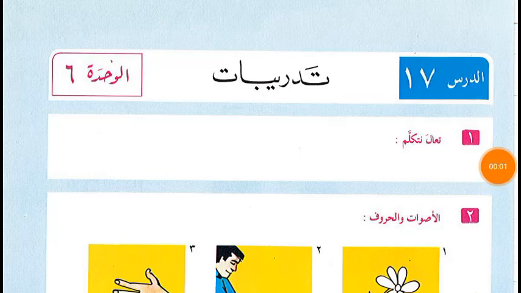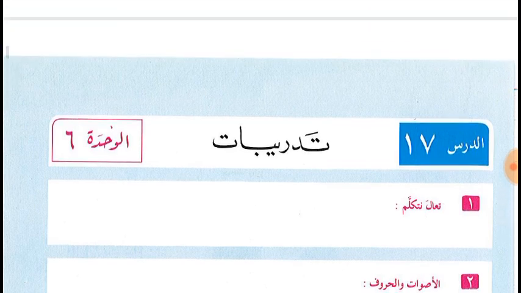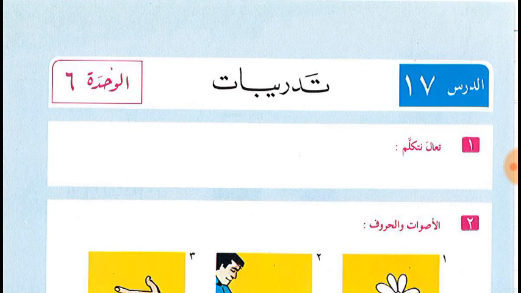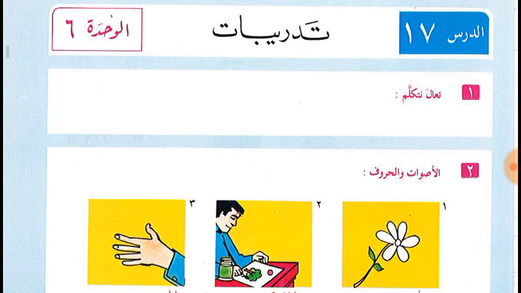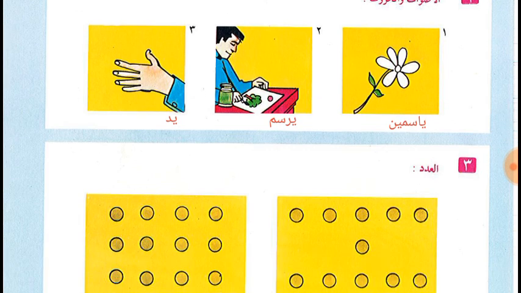Okay. Bismillah ar-Rahman ar-Rahim. Today we will study from the book Al-Arabiyyah Lil Nashi'een, page number 34 on PDF, Dars Thamin Ashar, 17th lesson, Tadribat meaning exercises, Al-Wahdatu As-Sadisa, 6th unit. Ta'ala Natakallum, let's speak. Then Al-Aswat wal-Huruf, here you have three pictures, read the name of these pictures.